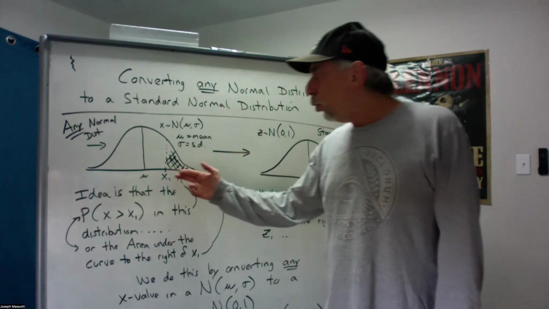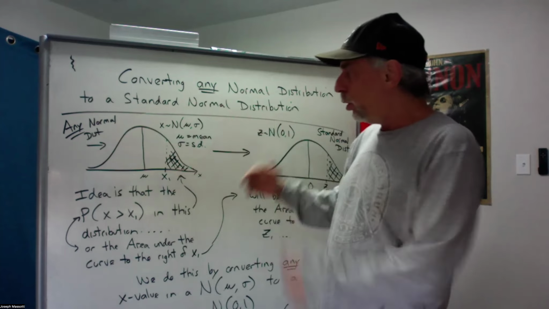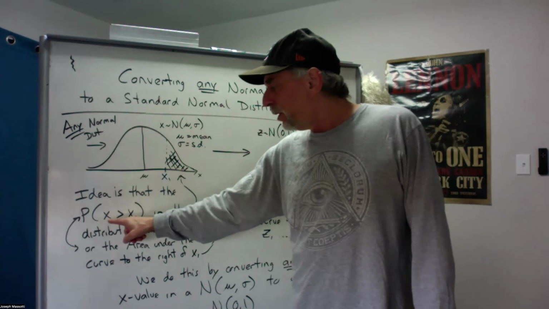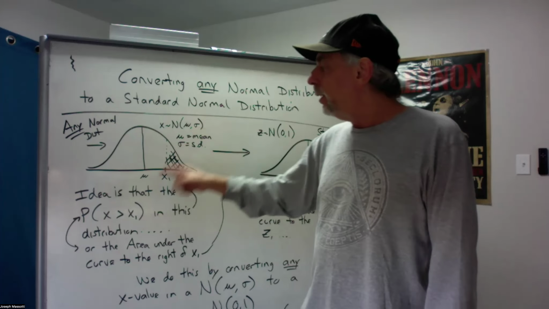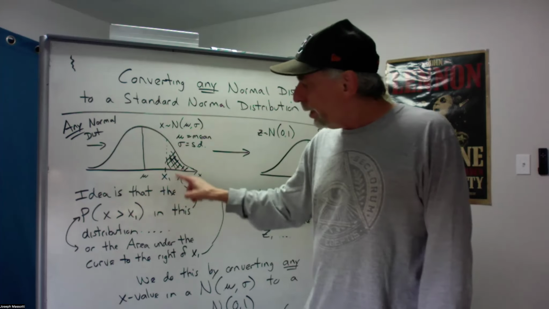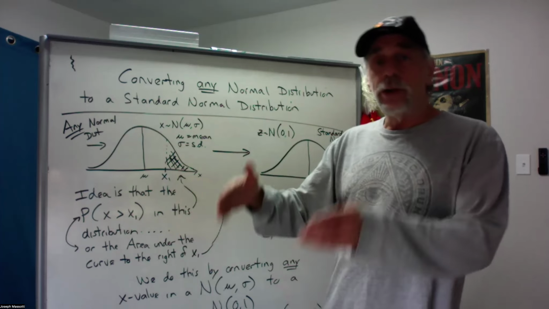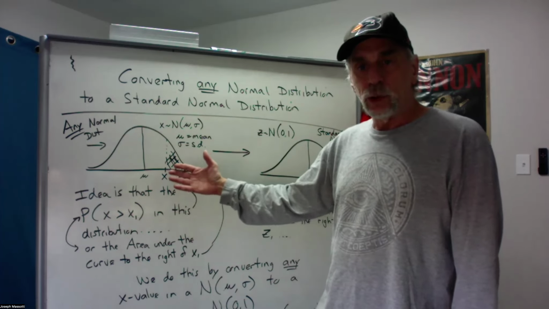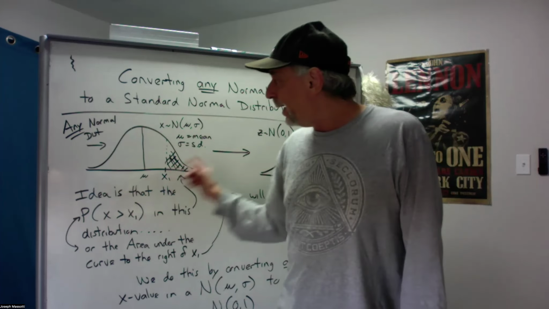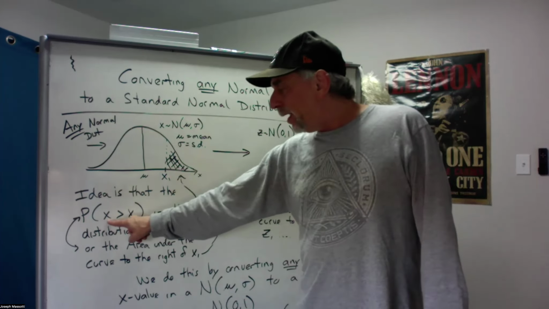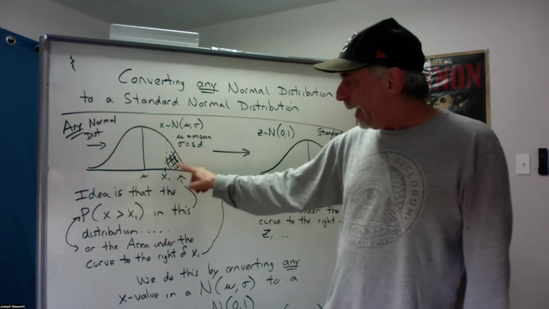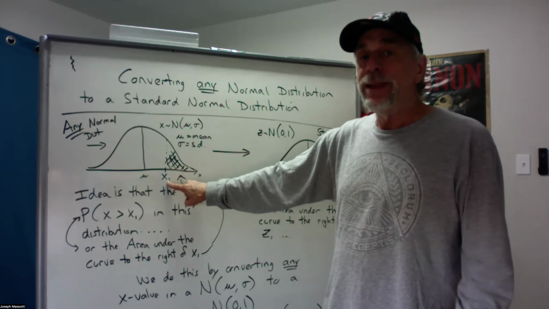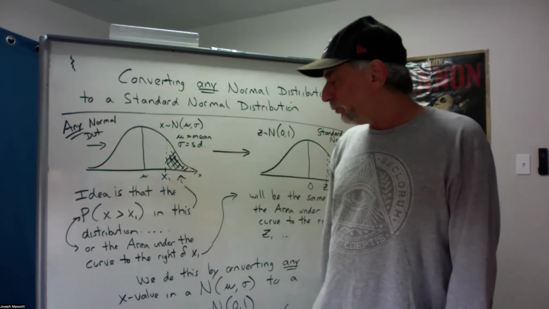So the idea is we're going to ask a question about any normal distribution. We'll call it x again. We'll say, what's the probability that in this distribution we get a value greater than some value, or less than some value, or between two values? We'll just use the greater than as our example to work with. So the probability that we get a value greater than x sub 1 is the area under the curve to the right of x sub 1. That would be the answer to our question.